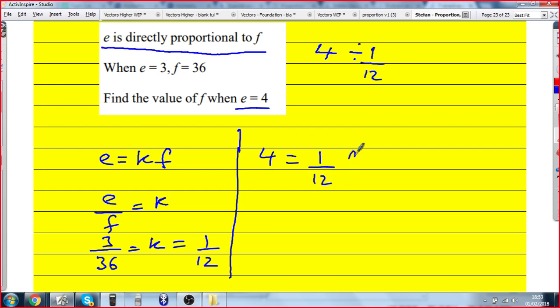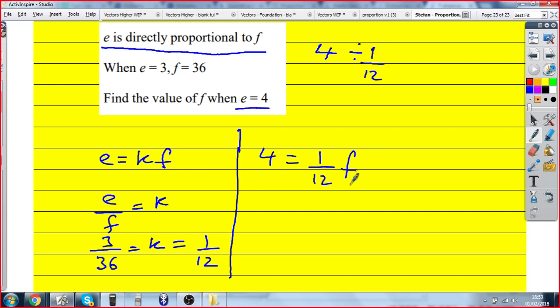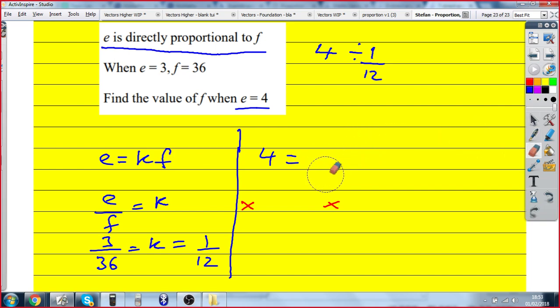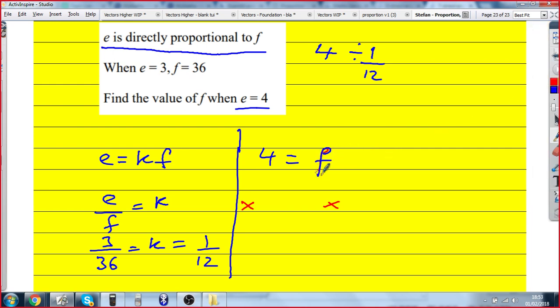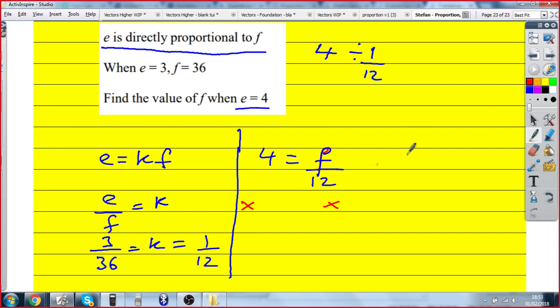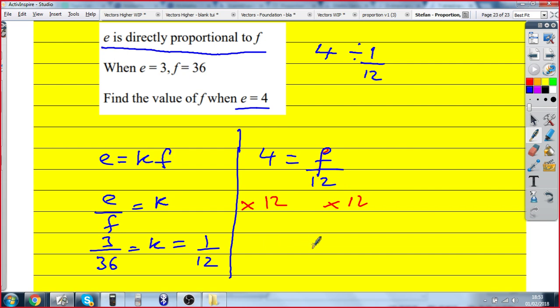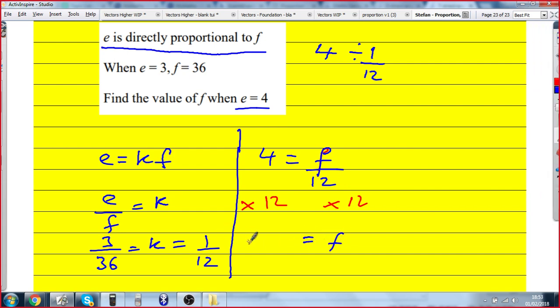K is 1/12. F. You said divide by 1/12. Is there any way to get rid of the 1/12? Times by 12. Well, you could divide by 1/12 or times by 12. 1/12 F is the same as F/12. So that means 4 times 12 is F. Basically it's like keep change flip. 4 times 12/1. What is 4 times 12? So 48. That's it. F is 48.